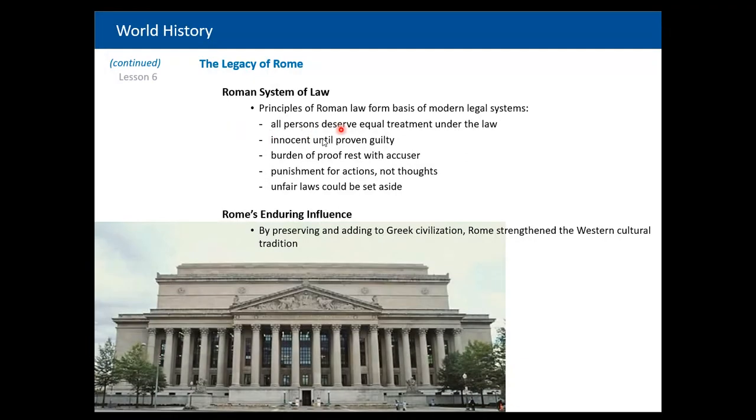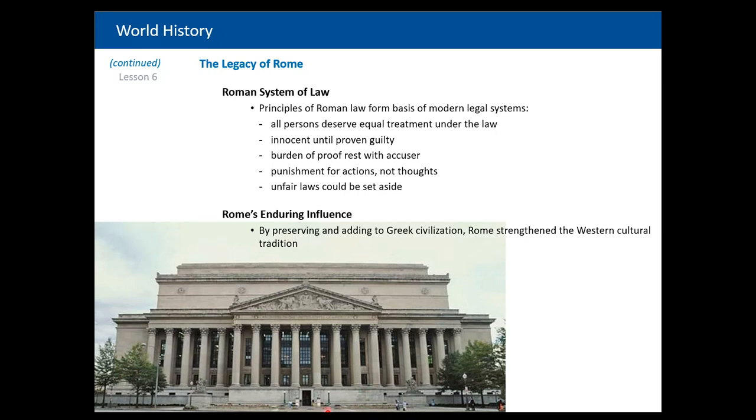For example, all persons deserve equal treatment under the law. They're innocent until proven guilty. Burden of proof rests with the accuser. The punishment is for actions and not thoughts. Unfair laws could be set aside. So Rome's enduring influence: by preserving and adding to Greek civilization, Rome strengthened the Western cultural tradition.